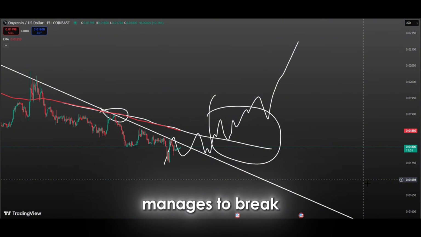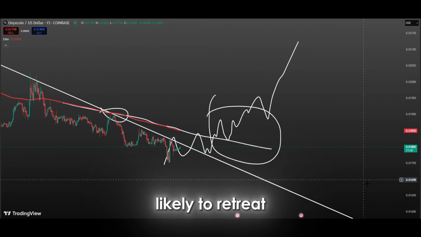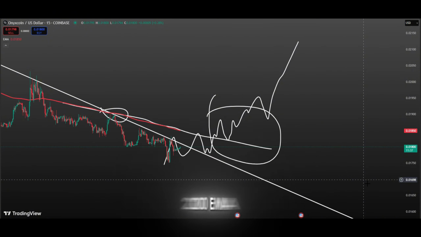If the price manages to break above the 200 EMA with strong volume, it would signal not only a technical breakout, but also a shift in control toward the buyers. In such a scenario, sellers are likely to retreat while more buyers enter the market, potentially giving the price upward momentum. We need to closely monitor the 200 EMA.